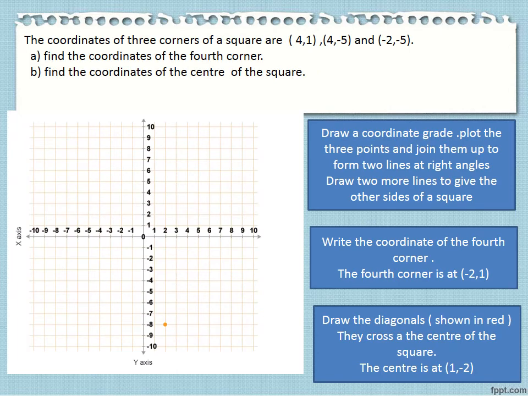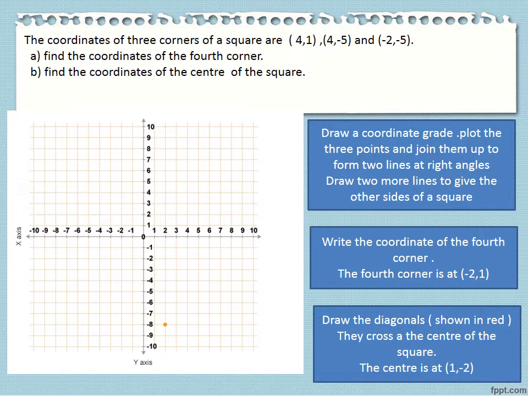Now let's solve this example together. The coordinates of three corners of a square are (4, 1), (4, -5), and (-2, -5). Find the coordinates of the fourth corner. Find the coordinates of the center of the square. How will we solve this example?